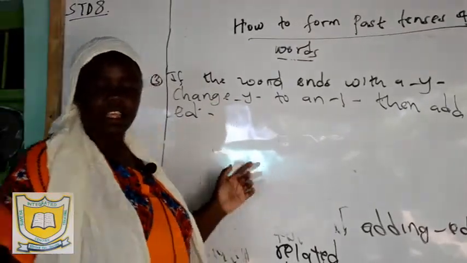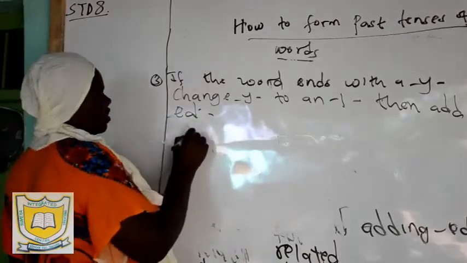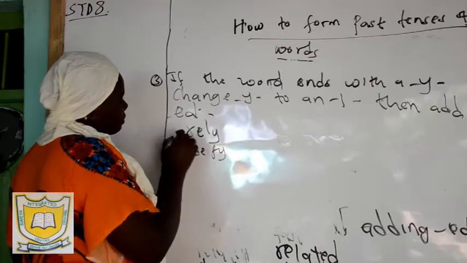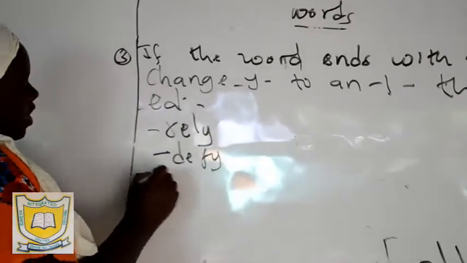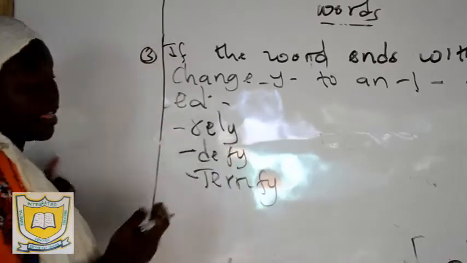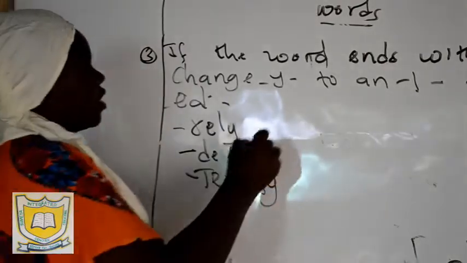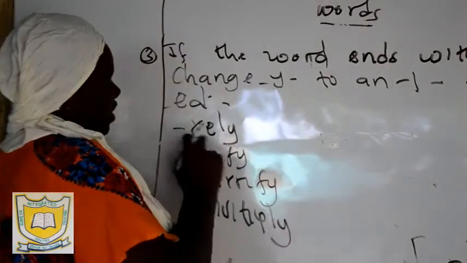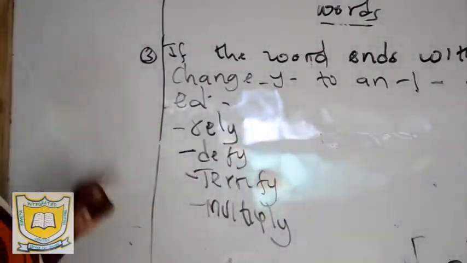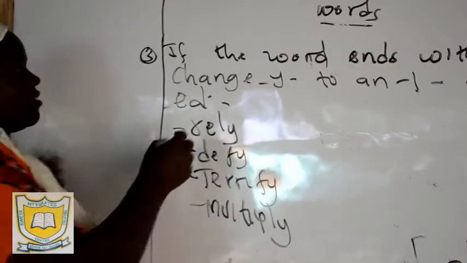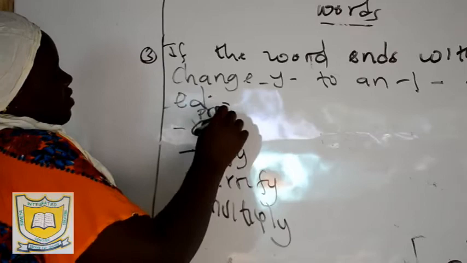For example, you have rely, defy, terrify, and then multiply. You want to form the past tense of these words. This is the present tense.